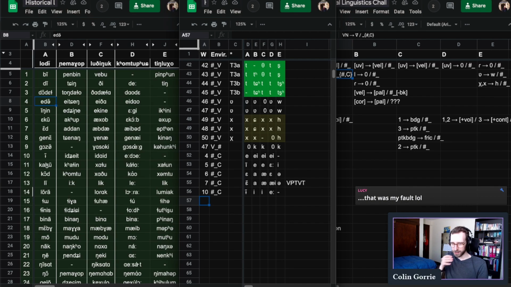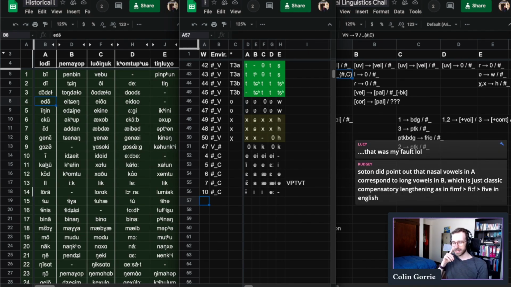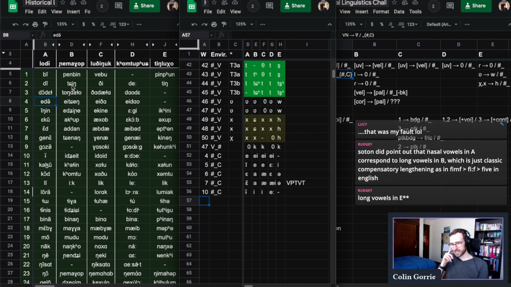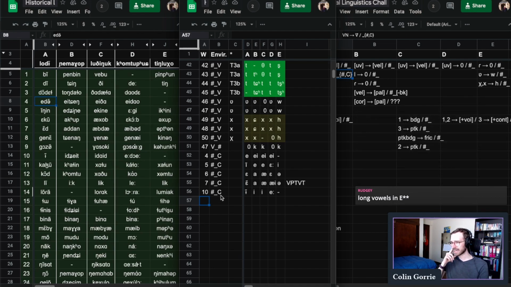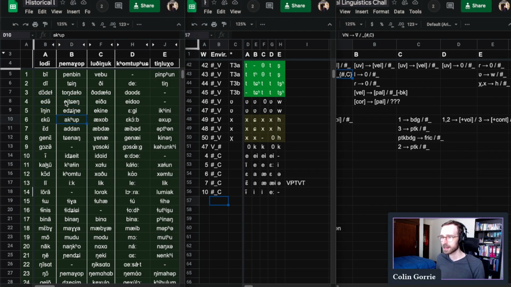Okay, so what are we going to do? Sutton pointed out that nasal vowels in A correspond to long vowels in B, which is very much like the Ingvionic fimf to fief thing, the Ingvionic nasal spirant law, as it's called. Sorry for the terminology dump there. So long vowels in E, or do you mean D?